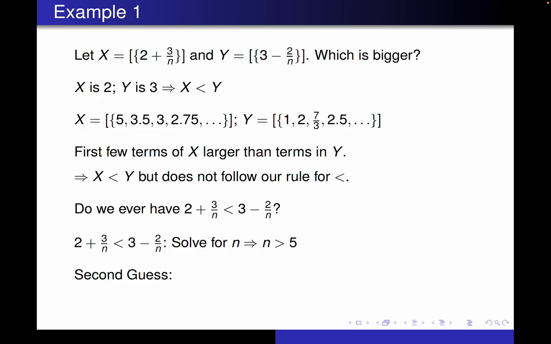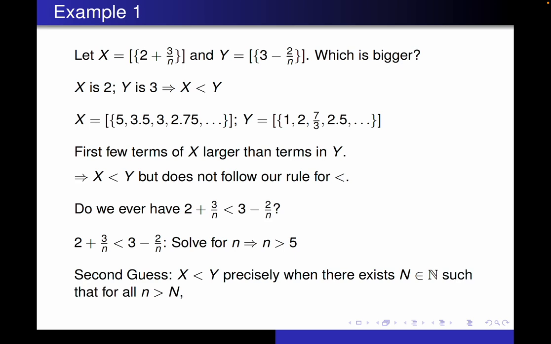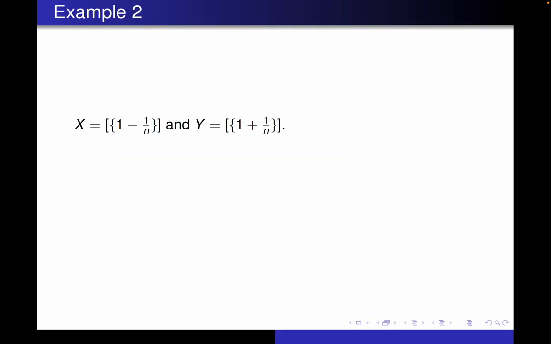So maybe the definition, here's our second guess, is that x is less than y precisely when there exists some natural number big N such that once you get past that big N, once little n is bigger than big N, then xn is less than yn. And that seems like a much better definition. And I agree, it is a much better definition, still doesn't work.